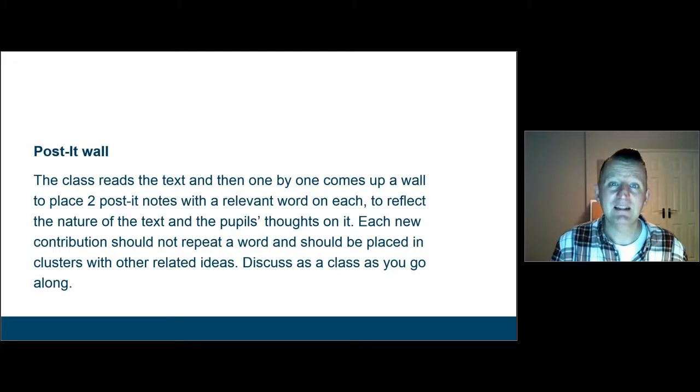And that's a very easy way to graphically organise the children's ideas and to demonstrate that there's a conceptual link. So you're creating a kind of thematic analysis of the source as you go through by grouping thematically their comments.